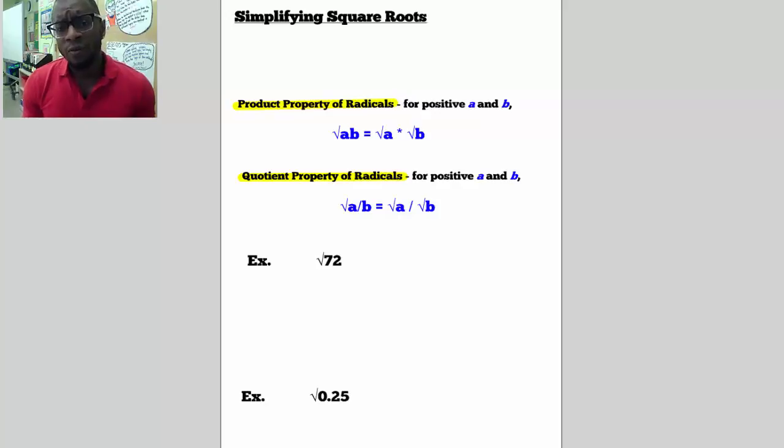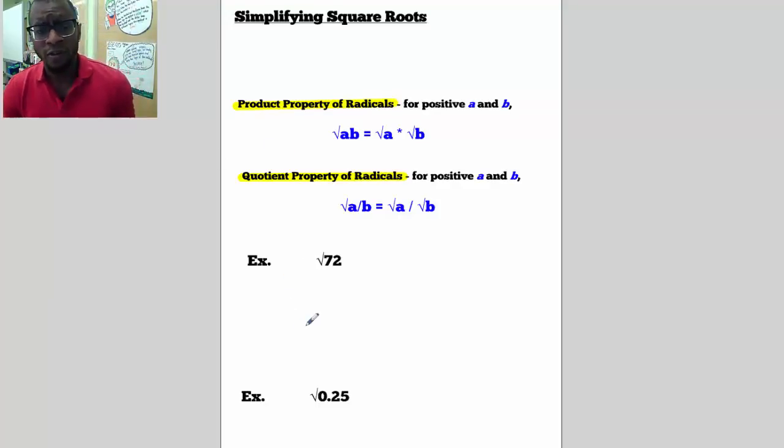Okay, and so the product property of radicals says that for any positive numbers a and b, the square root of a times b can be divided into the square root of a times the square root of b. So we can separate the square roots into the product of the separate square roots. And the quotient property of radicals says that, again, for any positive a and b, if we have the square root of a divided by b, we can separate it into the square root of a divided by the square root of b.